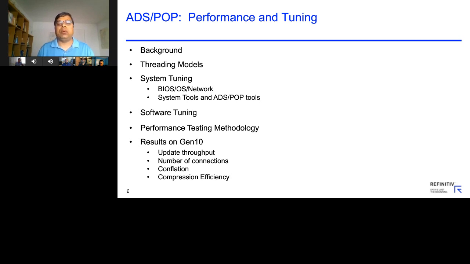And then how do we do the performance testing? What is our methodology? We'll touch upon that. And then whatever results we have so far on the Gen 10 platform, that's our reference platform for the update throughput. We added number of connections and conflation and the compression efficiency. So those are the 4 sets of results that are available as of now. And we will have a follow-up document towards the end of next week when a performance results guide will be released.